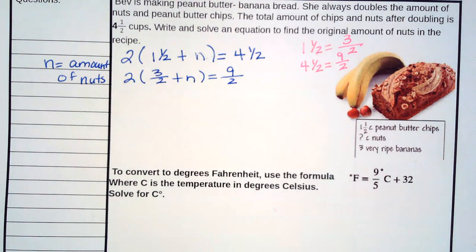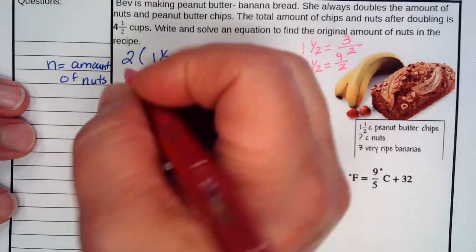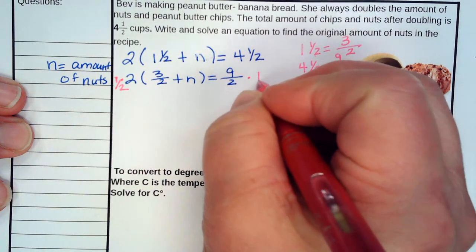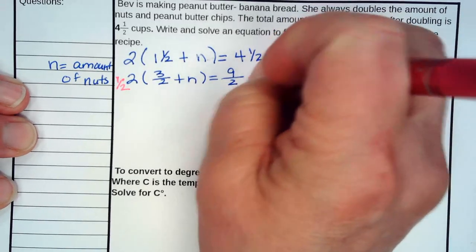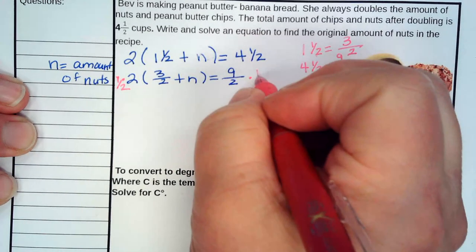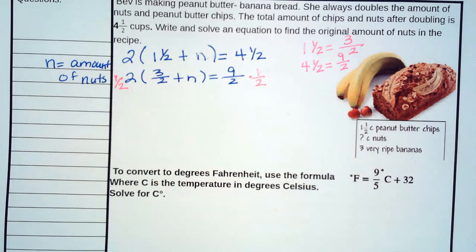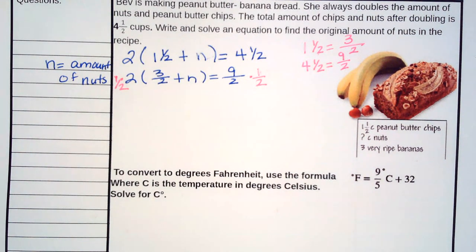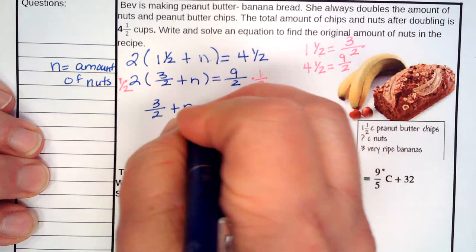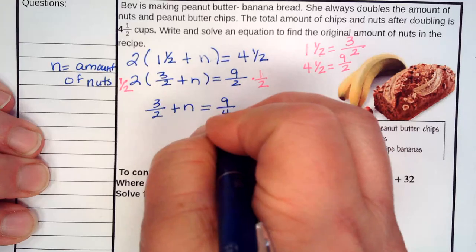Okay, I've multiplied by 2. What is the opposite of multiplying by 2? Well, normally I would divide by 2, but I've got a fraction. So I am going to multiply by the reciprocal, which is 1/2. Okay, I'm multiplying by that reciprocal. 3/2 plus some number is equal to 9/4.